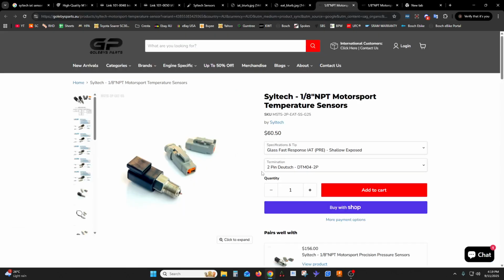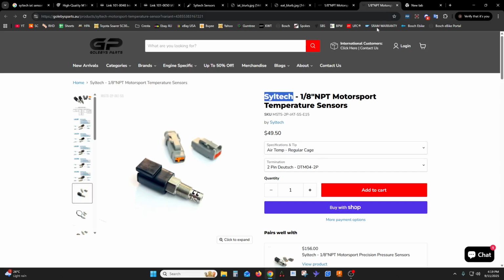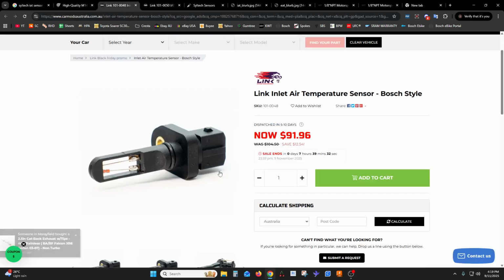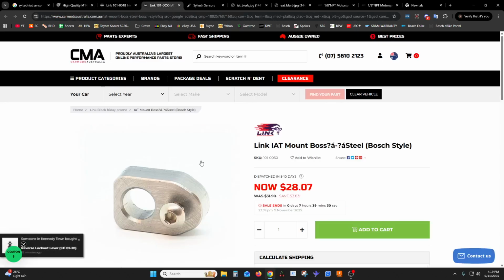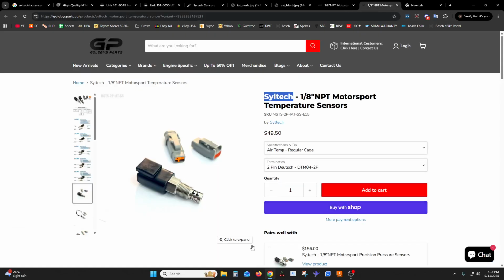It's $50 versus $90 plus the boss plus some welding. So for the blue WRX, I went for one of these. And it's great because that car's going to be tuned on flex fuel. It's now got a fast response sensor, and happy days.